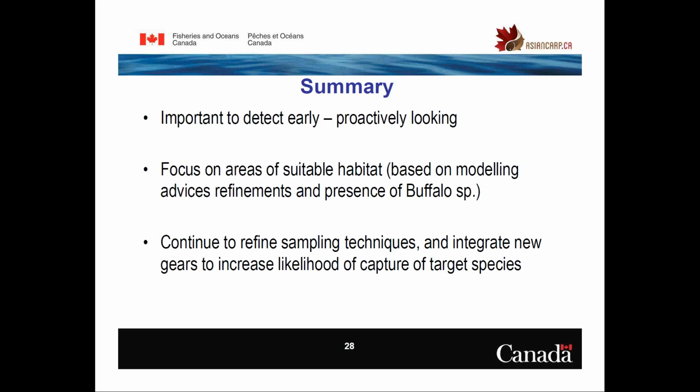So the focus of our program is to find Asian carps early and remove them from Canadian waters. We are proactively searching for them and targeting those areas we expect them to select. We are verifying our choices using surrogate species that have the most similar requirements. And we are continuing to adapt the program so that we're integrating the best gears and techniques for the detection and removal of Asian carps.